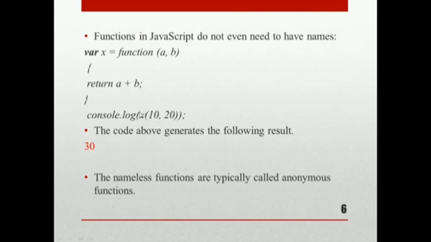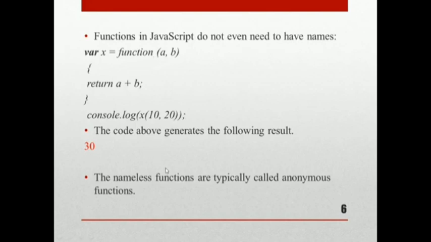This is the value for a and the value for b, and this x is a variable. What does that variable consist of? It consists of that function a comma b, and the body of that function is return a plus b. It will return the addition of these two parameters. So when we execute this code, it will return the result of a plus b, that is 10 plus 20, that is 30. So without any function name we can create a function without a name.